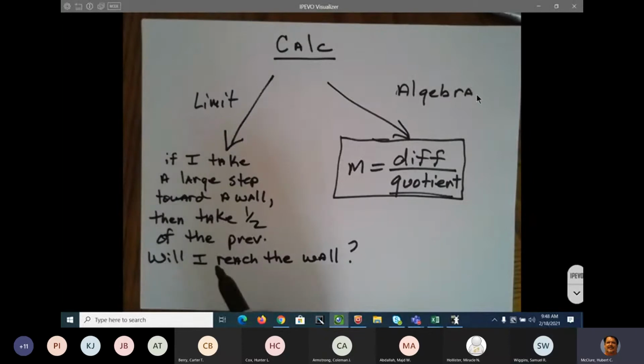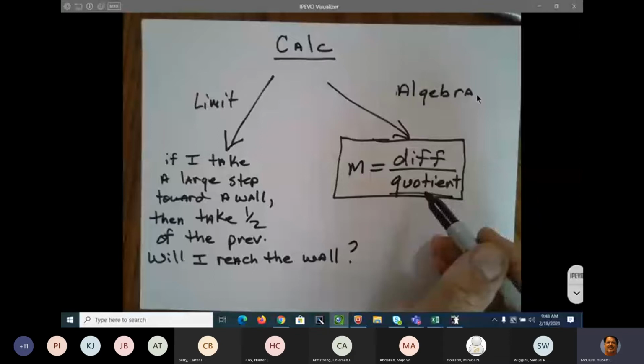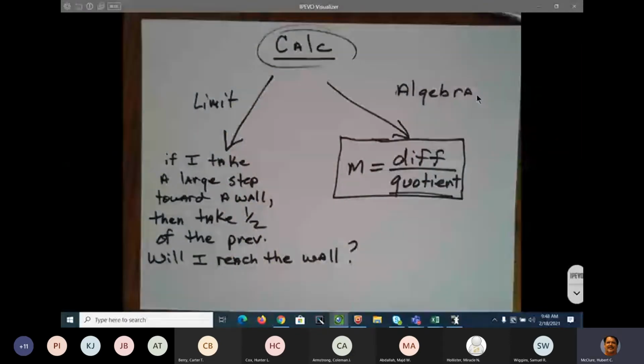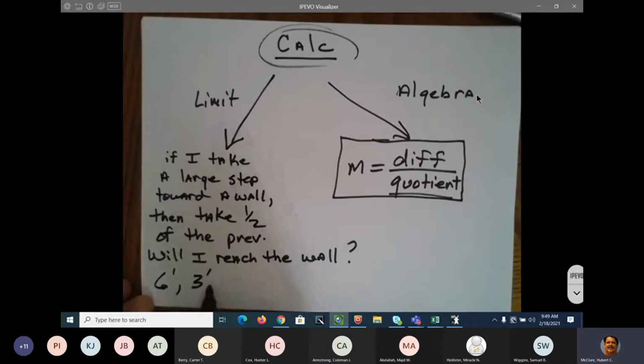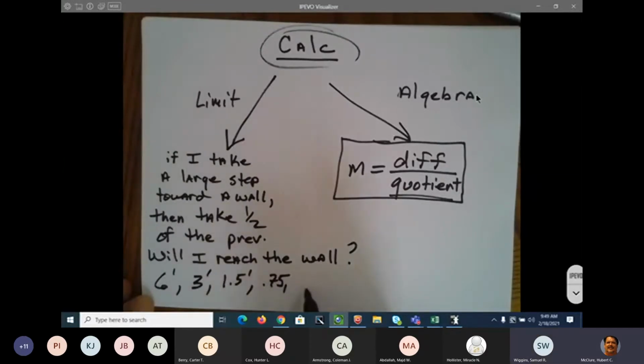Now I'm going to show you how we apply the limit theory to the difference quotient, and we come up with calculus. All right? So, and if you don't believe me here, let's say that I take a 6-foot step. Then I take half of that, that's 3 foot. Then I take half of that, that's 1.5 feet. Then I take half of that, that'd be 3/4 of a foot, and so on. You never will reach the wall. Mathematically, you never will reach the wall. And that's called convergence. All right?